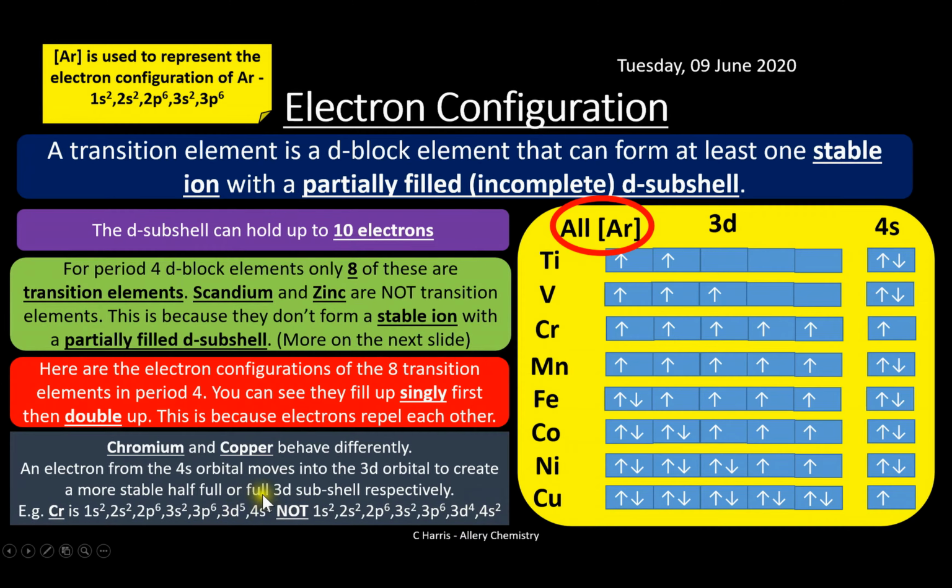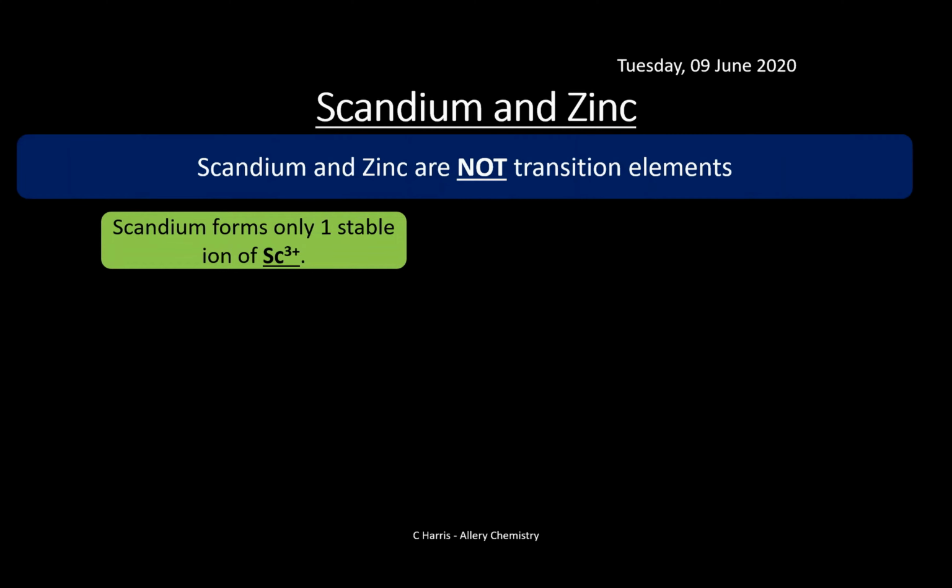Okay, so let's look at scandium and zinc. Remember I told you about these two elements in particular. These are D block elements, but they're not transition elements. So we're just going to dig into this a little bit more. Scandium only forms one stable ion, which is Sc3+. That's the only stable ion that it forms.